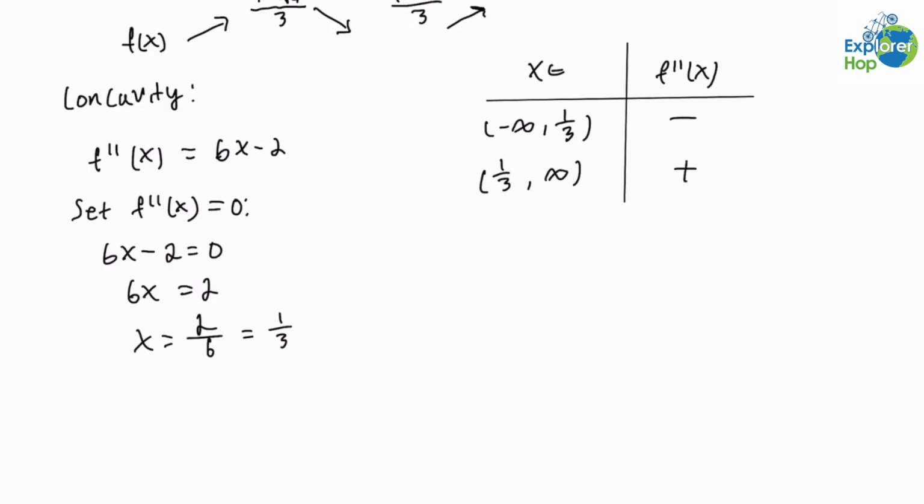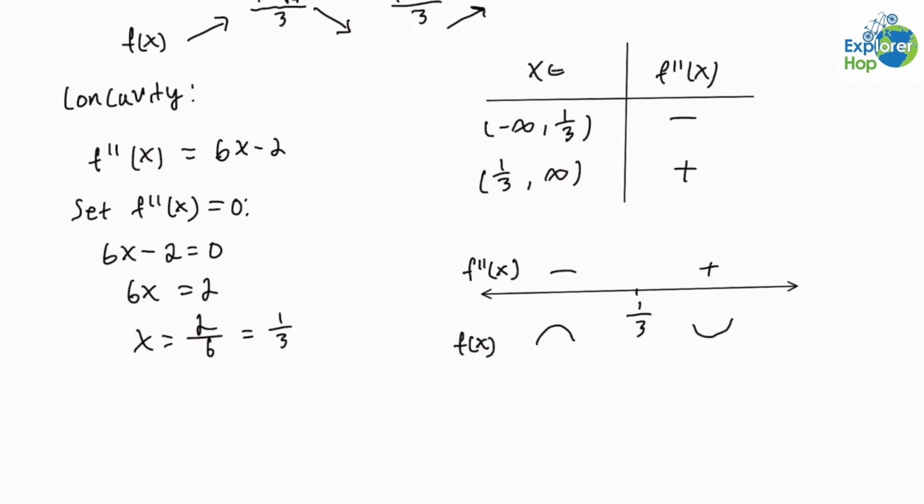And we can also represent this information on a number line. So if we construct a number line, the second derivative is negative in the first interval, and it's positive in the second interval. This means that f of x is concave down in the first interval and concave up in the second interval.